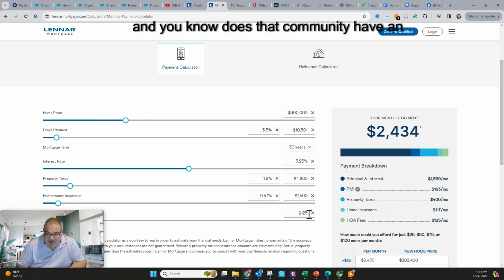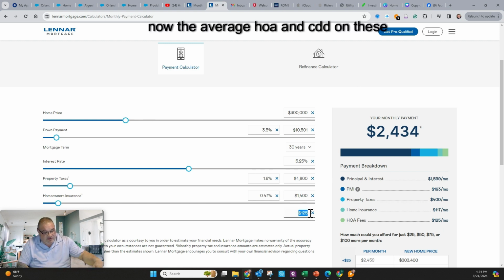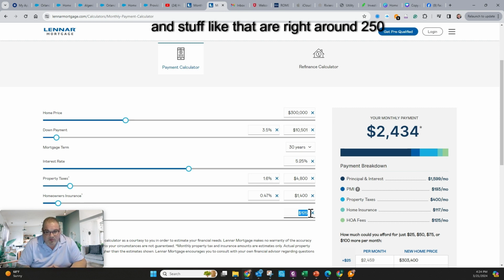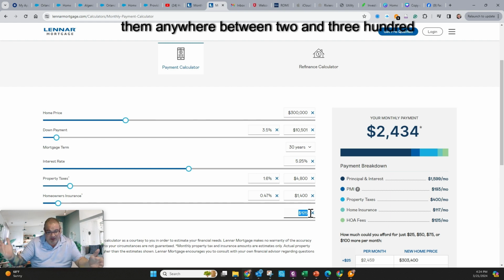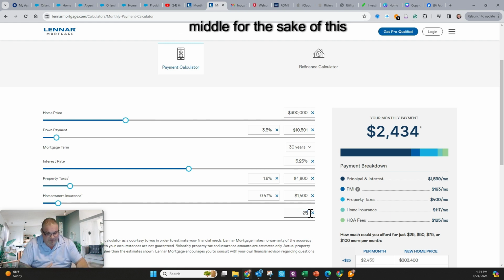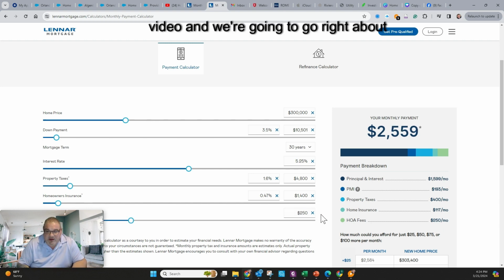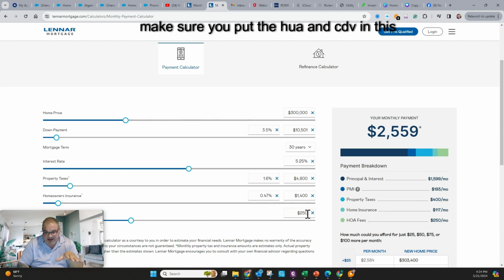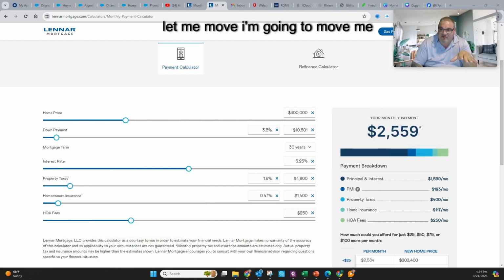And does that community have an HOA or CDD? Now, the average HOA and CDD on these communities that have amenities and pools and stuff like that are right around $250, give or take $50. I've seen it anywhere between $200 and $300. So we're going to go right in the middle for the sake of this video, right about there. So when you enter this, make sure you put the HOA and CDD in. I'm going to move right here where it says HOA fee, so this way you can have all of that.